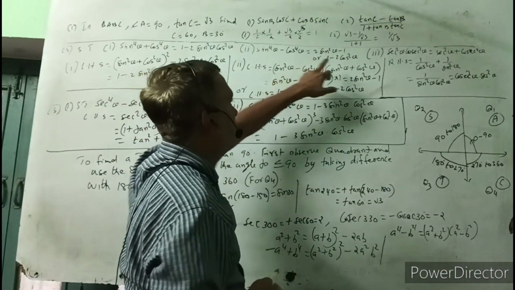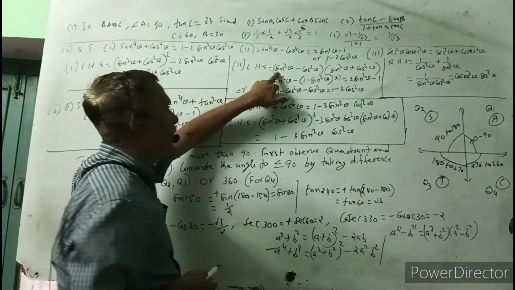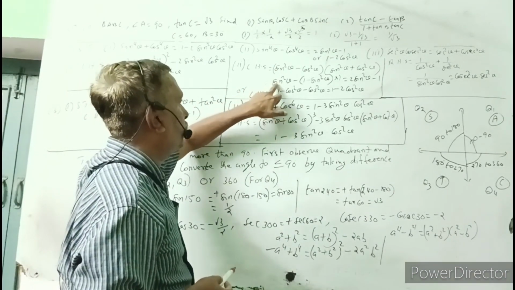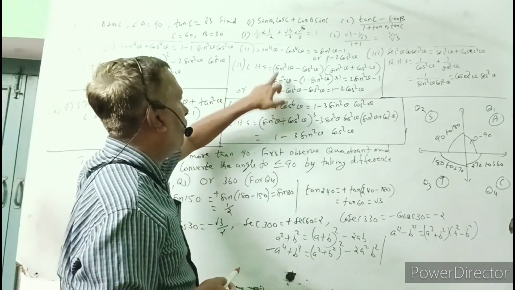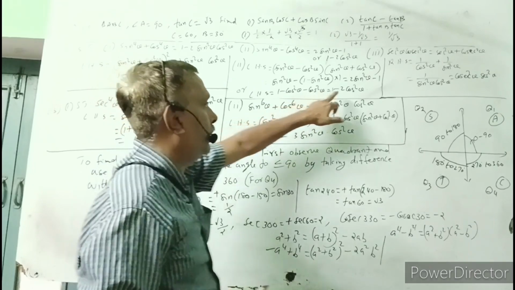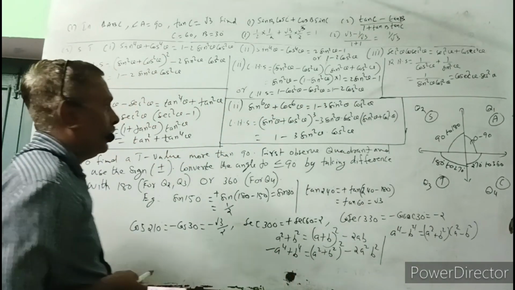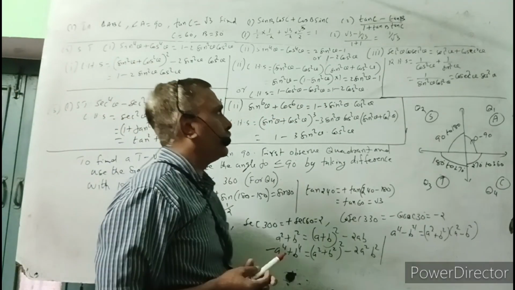If you want the answer in cos square, then you change this sin square instead of this step. You write this step as 1 minus cos square theta minus cos square theta, which is 1 minus 2 cos square theta. Simplify and see, so it will become more simple for you.